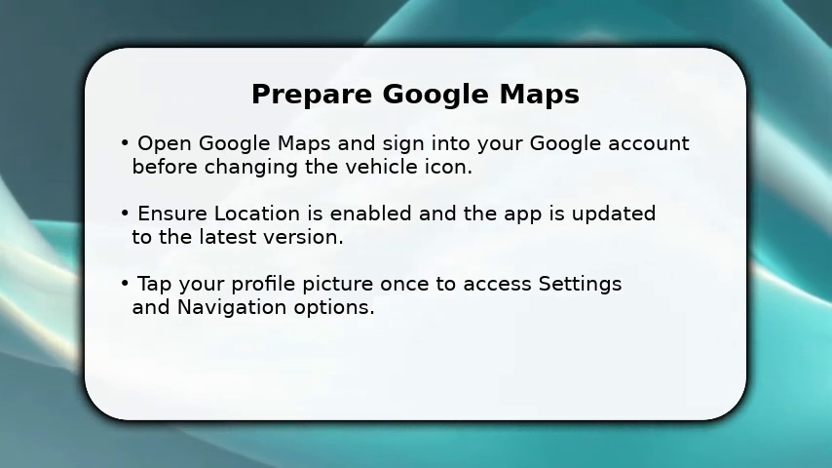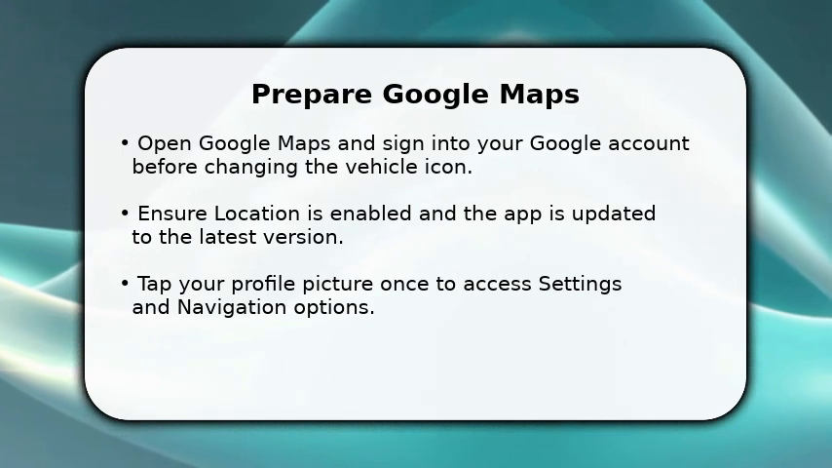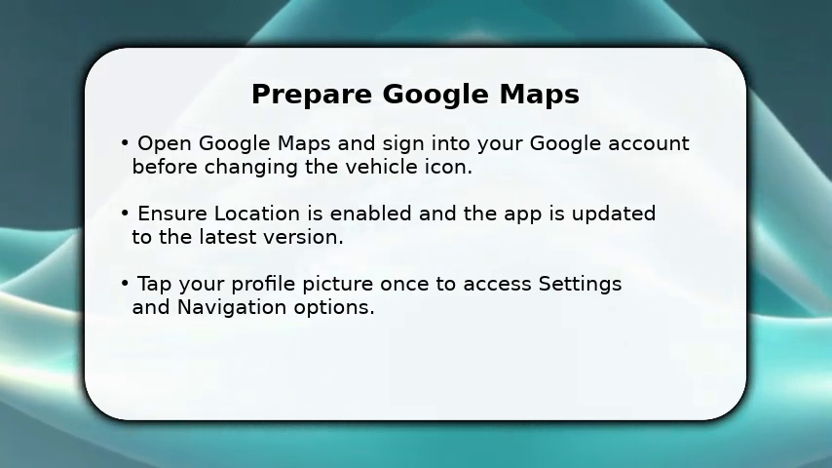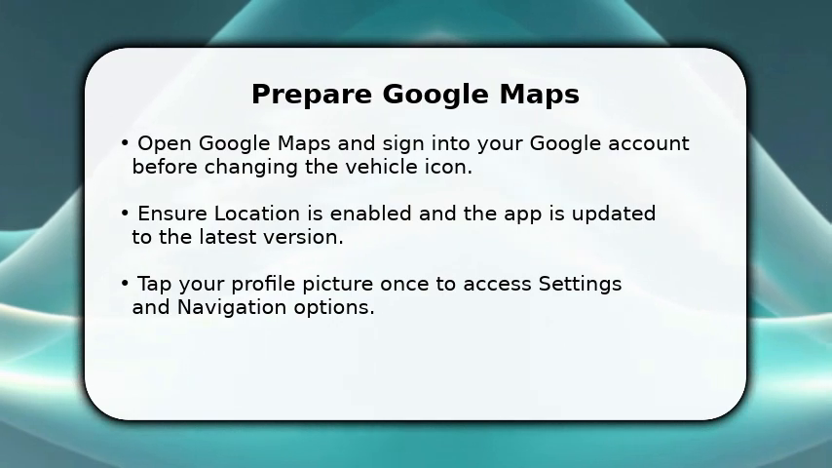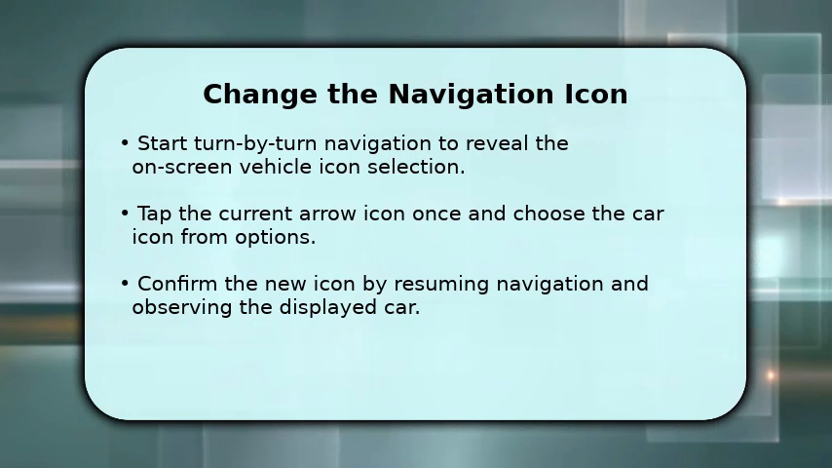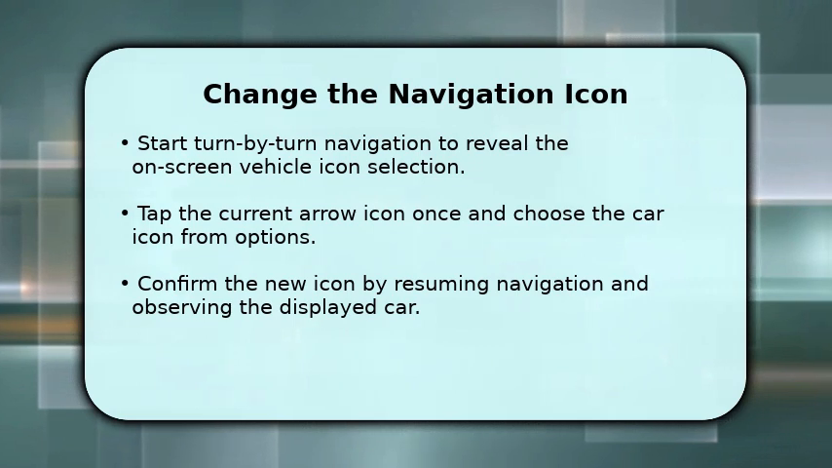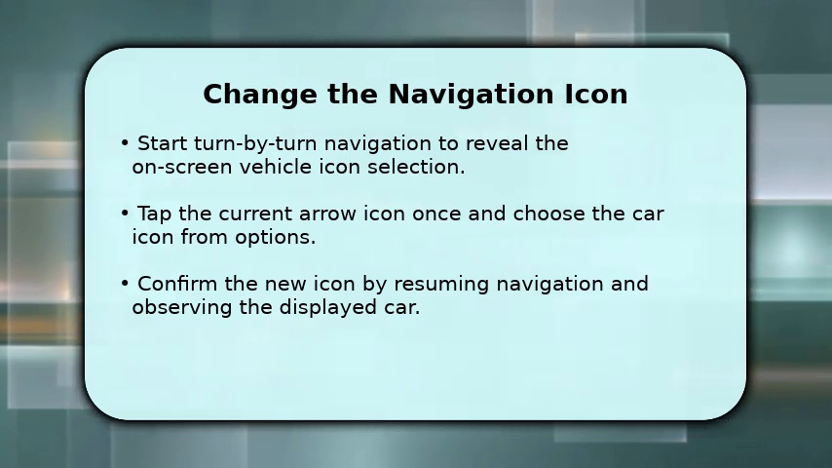Select Settings and then choose Navigation Settings from the list. Stay on the navigation page to find vehicle icon options and other driving preferences. Start turn-by-turn navigation to reveal the on-screen vehicle icon selection. Drive or simulate a route so Maps shows the navigation arrow on your screen.